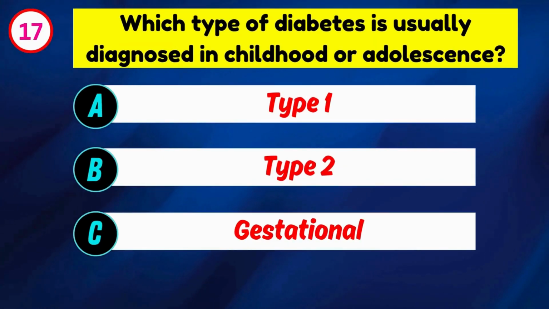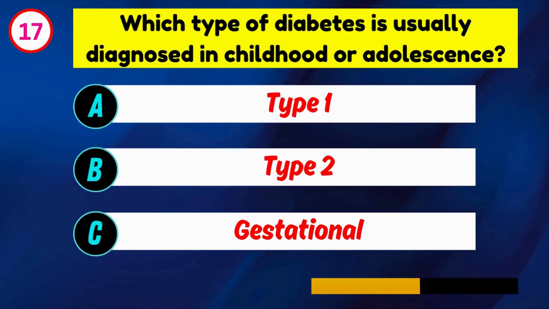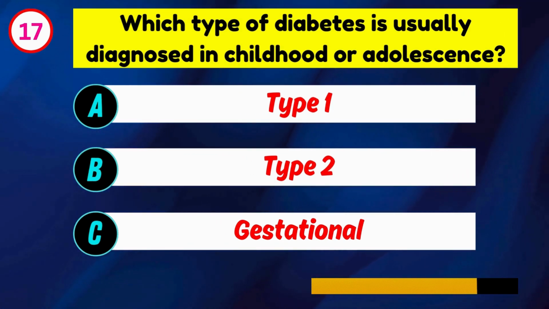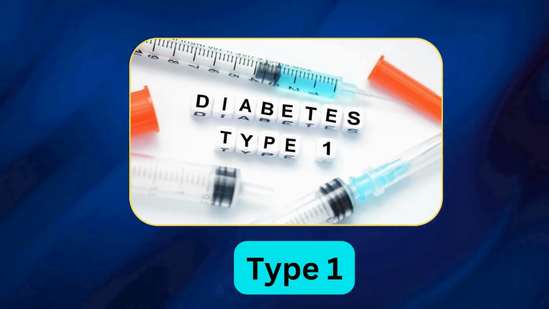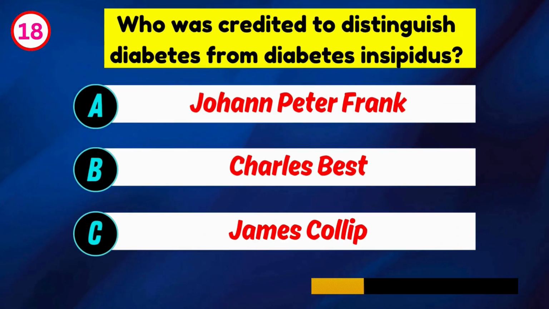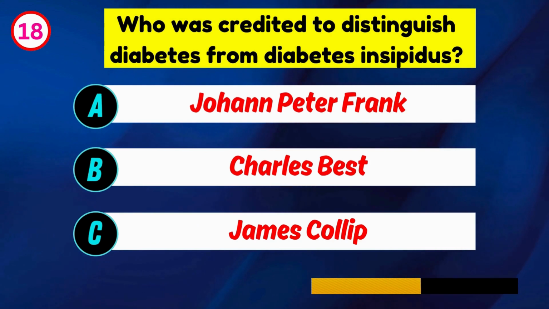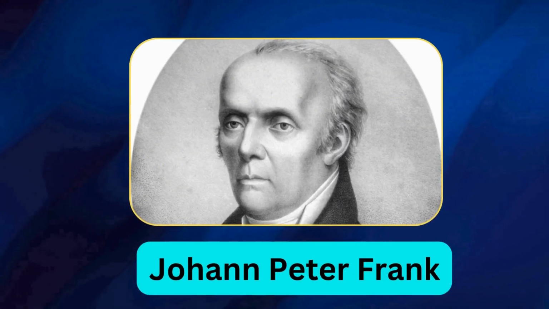Which type of diabetes is usually diagnosed in childhood or adolescence? Type 1, Type 2, gestational. Type 1. Who was credited to distinguish diabetes from diabetes insipidus? Johann Peter Frank, Charles Best, James Collip. Johann Peter Frank.